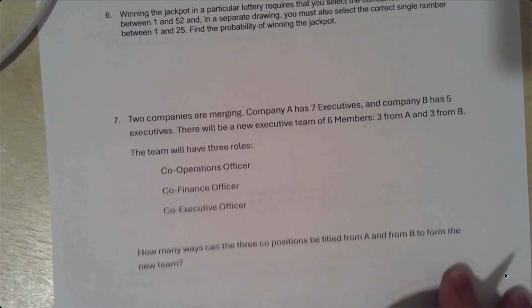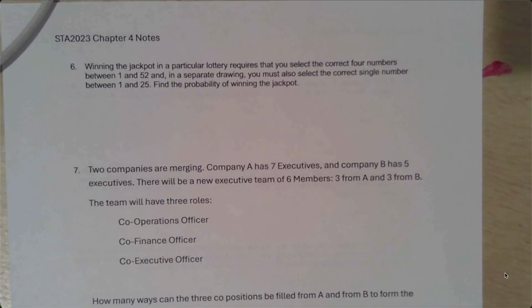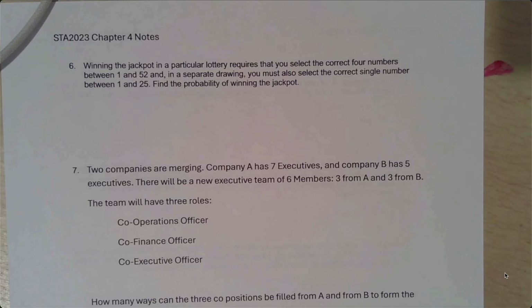Alright, we're almost done. We have just a few different questions now, still dealing with kind of combinations, permutations, and counting, so here we go. It says the winning jackpot in a particular lottery, we have to select 4 numbers between 1 and 52, and then there will be another single number between 1 and 25. So, like, if you've ever watched or played the lottery, you don't actually need to get your number choices in order. You just need to choose the correct ones.